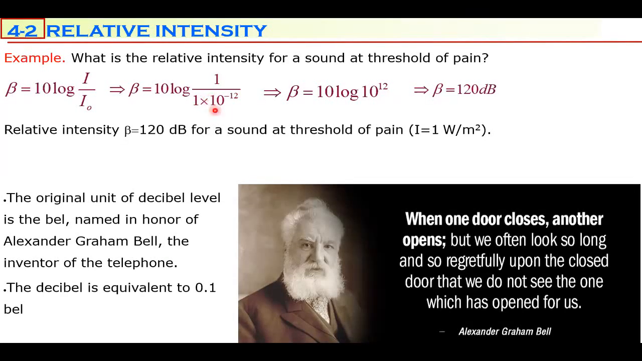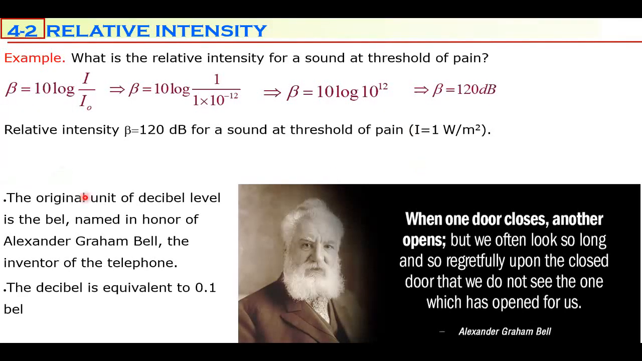10 to the power negative 12 goes up to the numerator as positive 12. So this 12 in the logarithmic operation is taken out of the logarithm, which is 10 times 12, which becomes 120 decibel. So the loudest sound which the human ear can tolerate has a sound intensity of 1 watt per meter square and a relative intensity of 120 decibel. Sound mustn't be greater than 120 decibel, so it must be less than that. Otherwise, you can damage your ear.